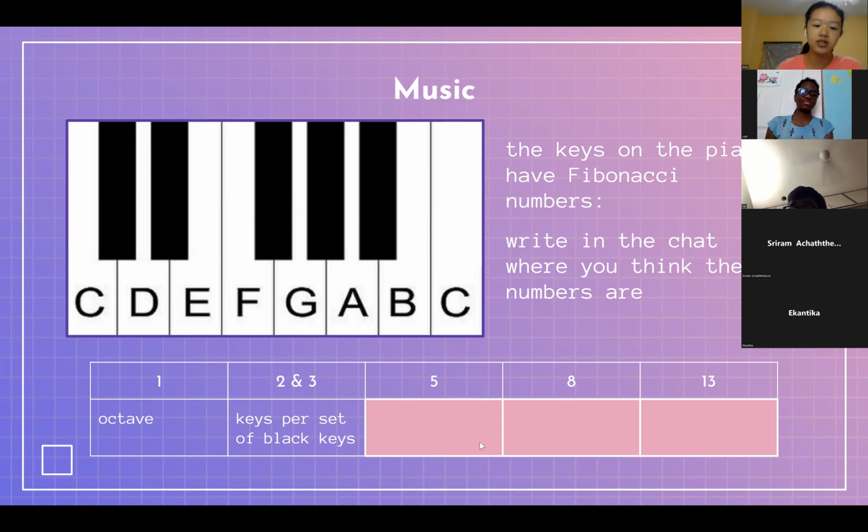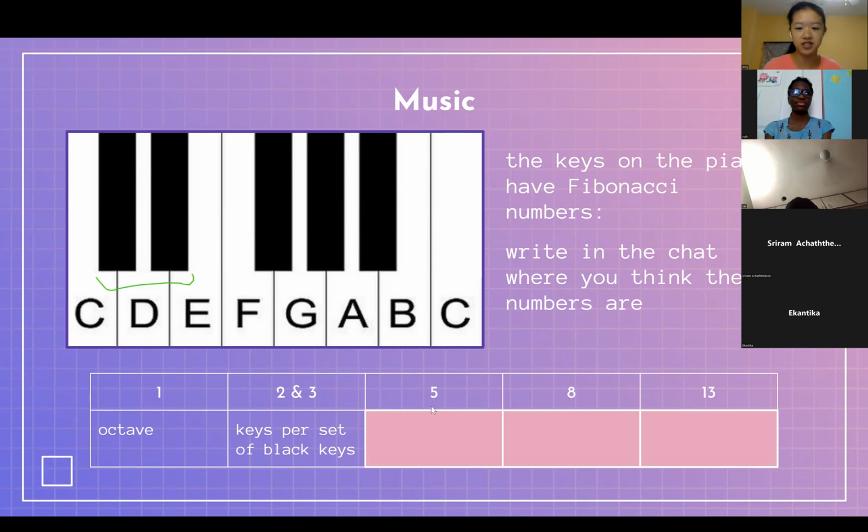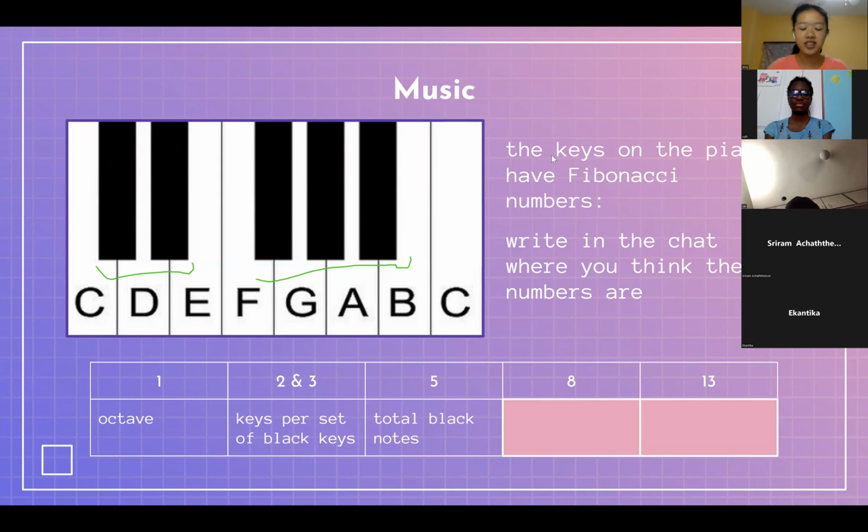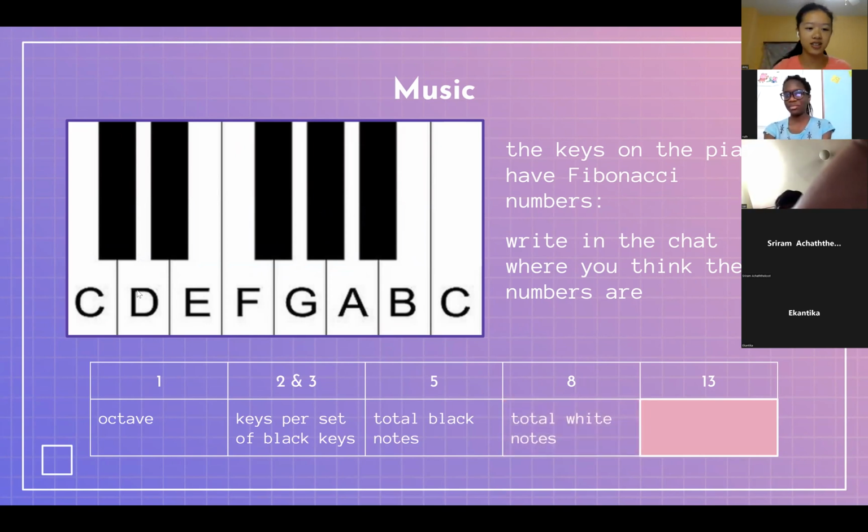Yeah, 5 would be the total number of black keys, because there are 2 black keys over here, 3 black keys over here, so there would be 5 black keys in total. So where would the 8 come from? Yeah, it's the total number of white keys in an octave. And where would the 13 come from? Yeah, it's the total number of white keys and black keys combined.